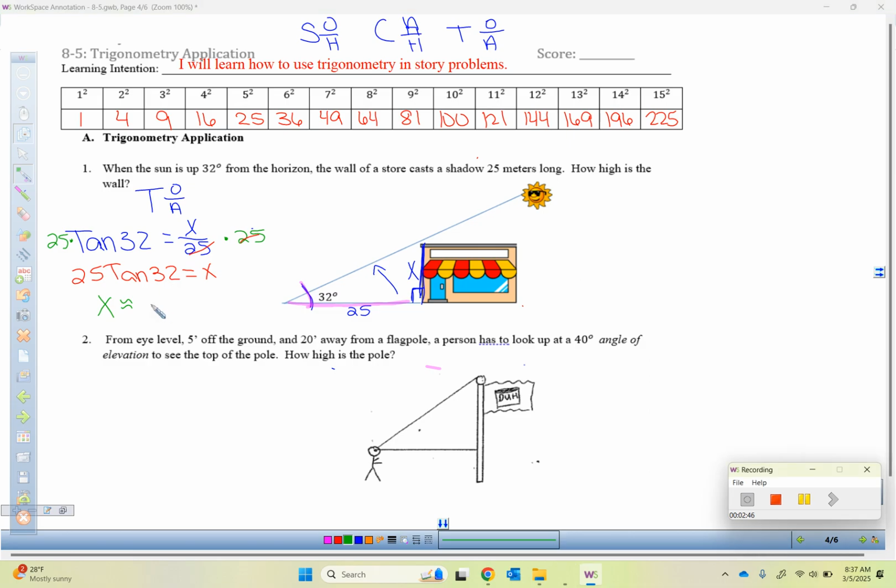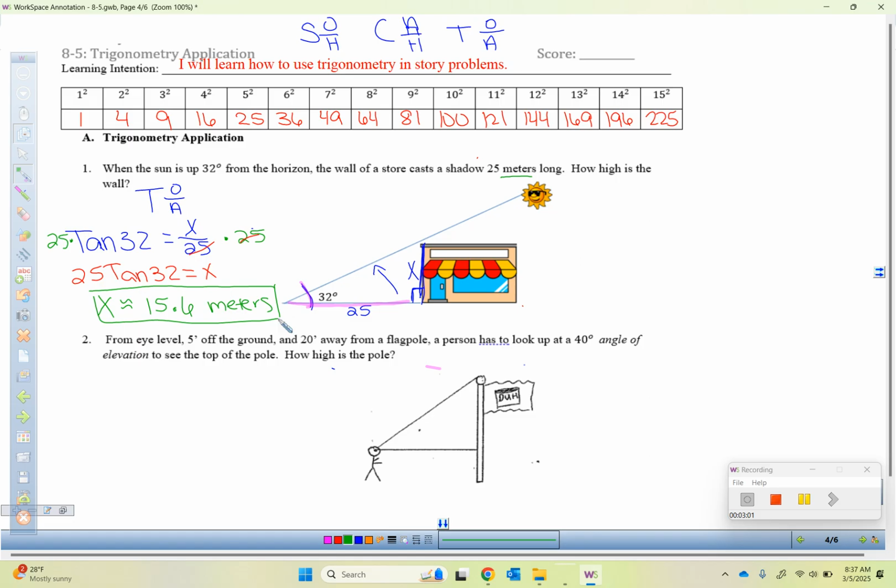Okay, very good. So 15, I'm just going to put 0.6. And then, is there a unit of measurement I need to put with this? Meters, very good. So the height of the wall is 15.6 meters tall, right?